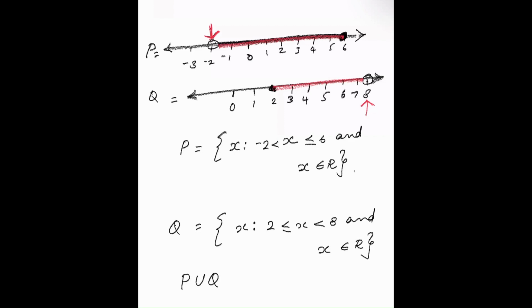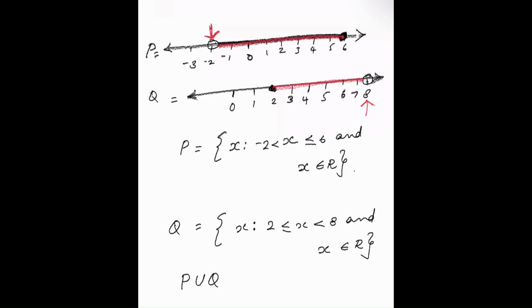Which set has the most negative elements? Set P has -2, whereas Q's values start from 2 only. Whereas P's elements start from -2. So obviously the smallest value is -2. Which is the largest value? The largest value is 8, not included, but still up to 8 is the largest value when you check in both P and Q.